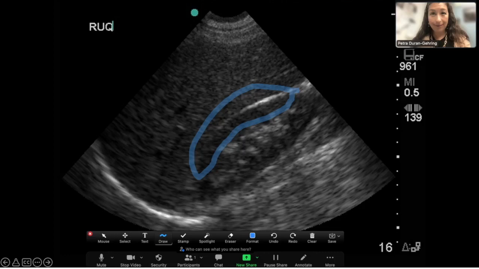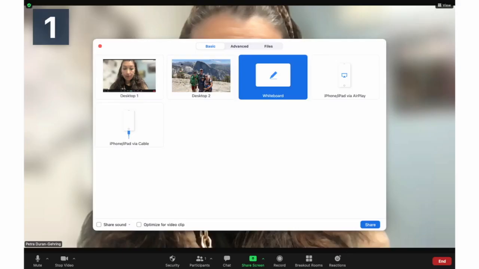Great. I want you to point to me where, or draw on here, where did you find Morrison's pouch? And so then they can also use the draw function to do that. And so that allows you to really interact with your learners in a way that if you were just lecturing to them, you wouldn't. So trying to get them to be participating in the experience, I think, is really important.